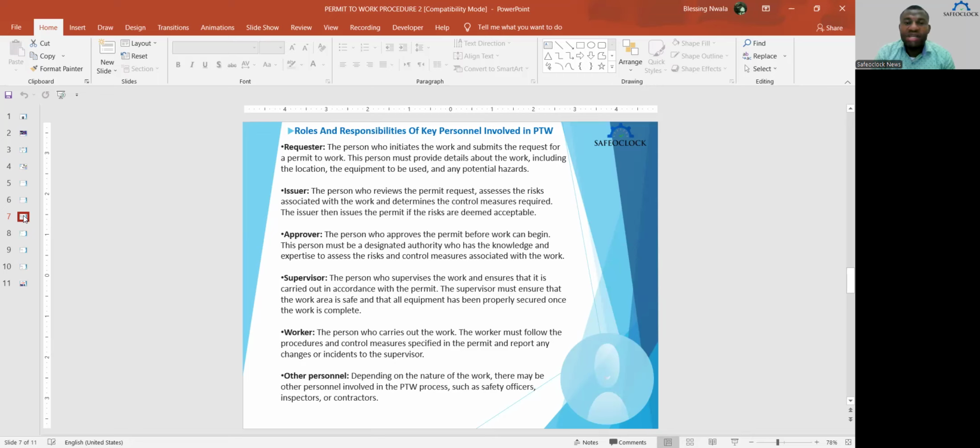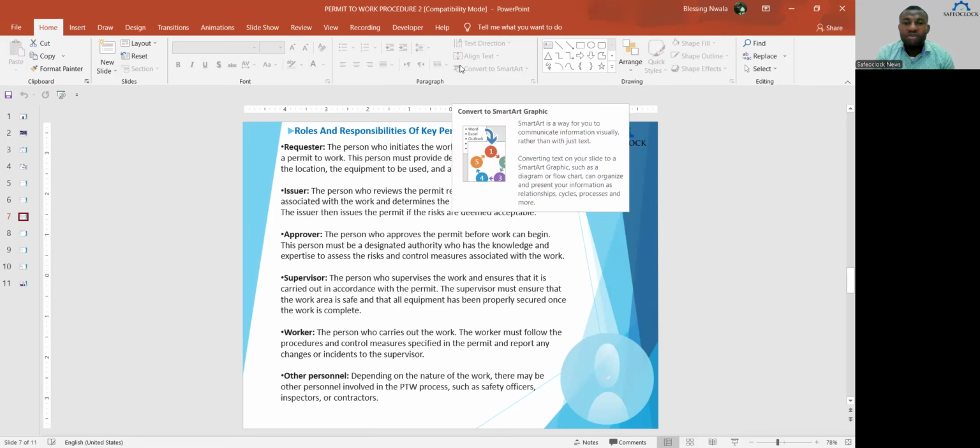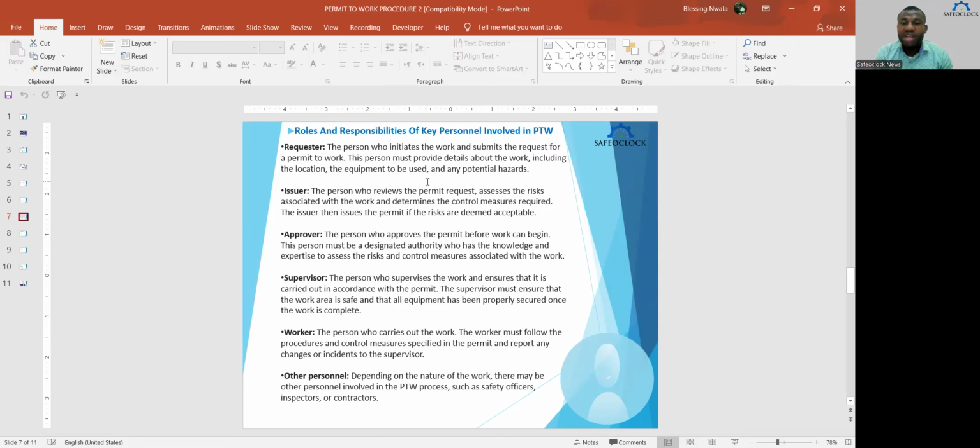Another key person is the permit issuer. This person could also be part of the main contractor, who ensures that the permit requester has provided all necessary control measures before the permit is finally issued. So the permit issuer ensures that all the permit requirements, all the control measures, and all the hazards have been taken care of before the permit is issued. Then the permit approver.